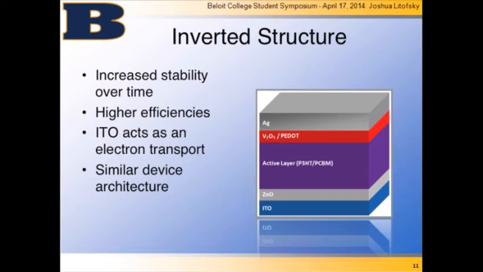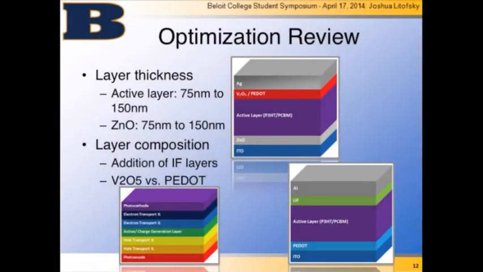So just as a quick review of what I did when I was controlling the solar cells, I looked at differences in layer thicknesses. So the active layer, this charge generation layer of P3HT and PCBM, I varied from about 75 nanometers to 150 nanometers. And then with the zinc oxide layer in the inverted cells, again, I varied about the same, from 75 nanometers to 150 nanometers, by varying the spin rate. Again, the slower the spin rate, the thicker the layer. If you have a really fast spin rate, you have a thin layer.